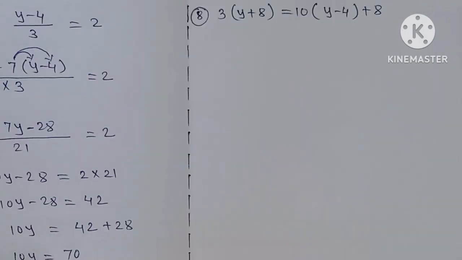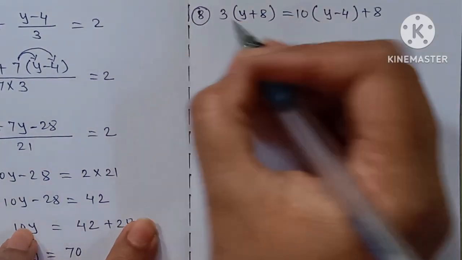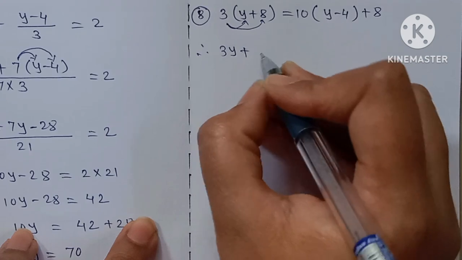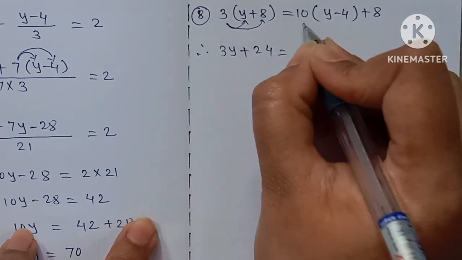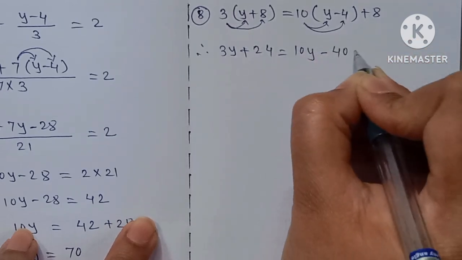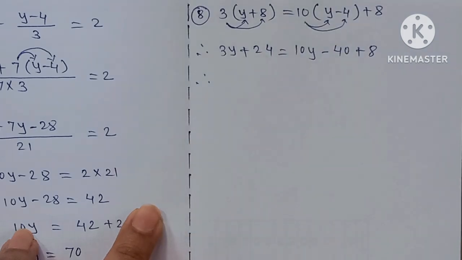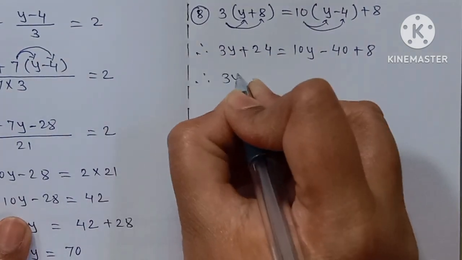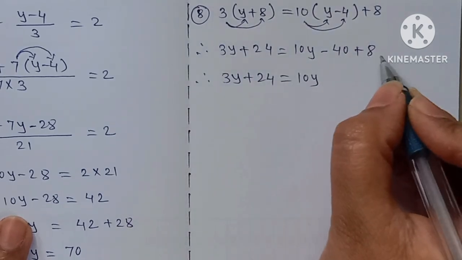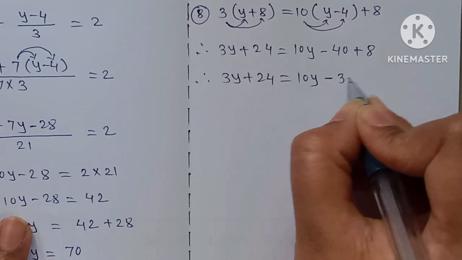Now next question, 3 into bracket y plus 8 is equal to 10 into bracket y minus 4 plus 8. Now multiply, 3 into y, 3y plus 8 3s are 24 is equal to 10 into y, 10y minus 10 4s are 40 is plus 8 as it is. Now this 3y plus 24 is equal to 10y as it is. Minus 40 plus 8. Plus minus, do the subtraction and give bigger number sign. 40 minus 8, 32. Minus 32.